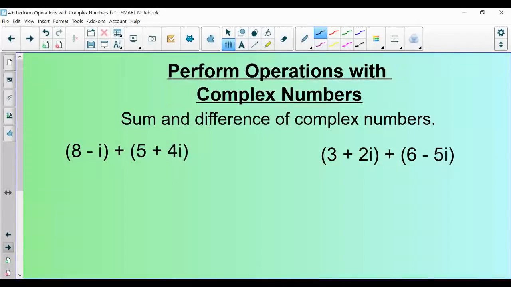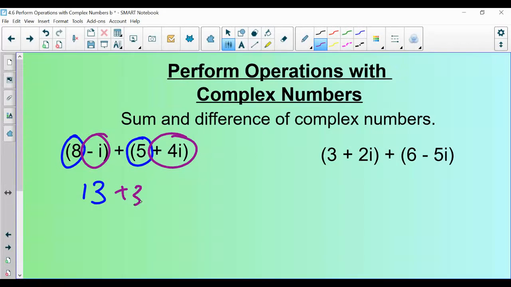So let's take a look at an example here. This is an imaginary number, 8 minus i, and this is a different imaginary number, 5 plus 4i, and we want to add them. All you do is you take the things that don't have i and add those together, 13, and then you would take the things that do have i's with them. Negative i plus 4i would be plus 3i. You're essentially treating i like a variable, like x. We know that i represents the square root of negative 1. But how we treat it, how it behaves, most of the time is going to be like a variable.